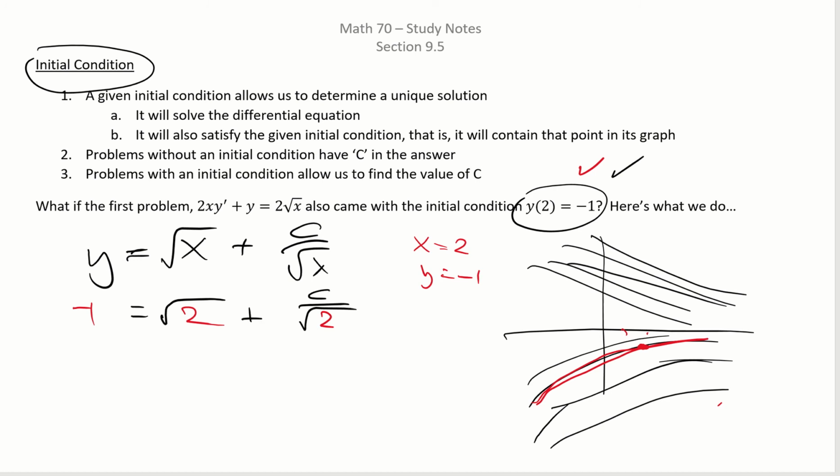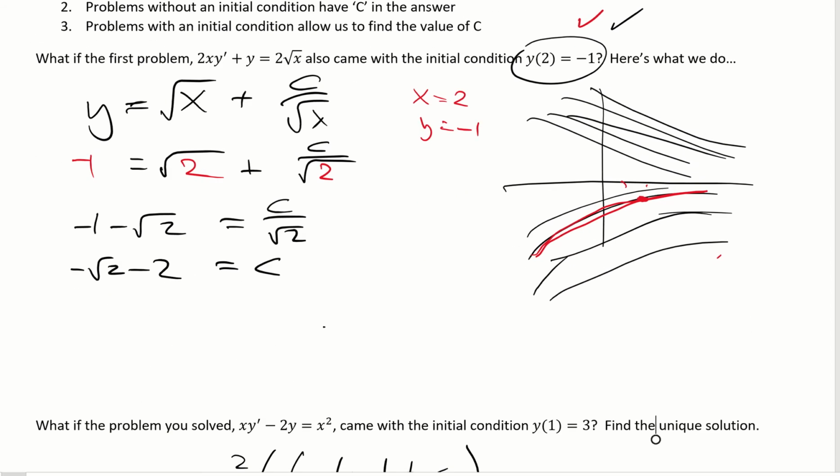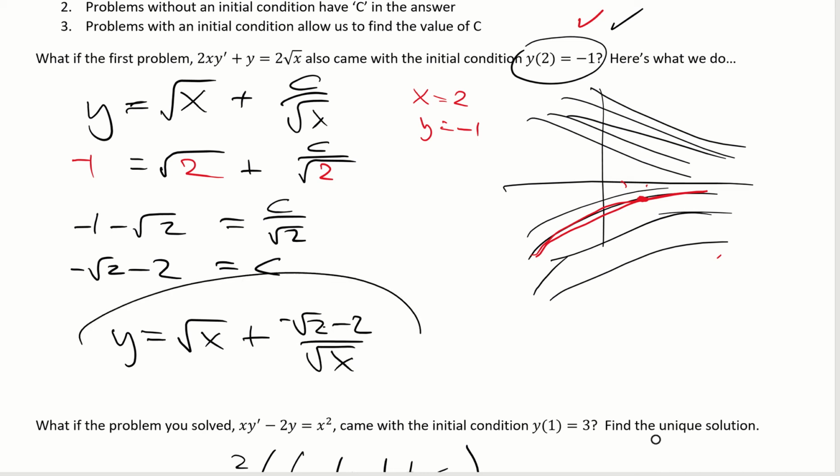All right. And it's pretty routine. It's -1 minus radical 2 is c over radical 2. Therefore, minus radical 2 minus 2 is c. And we found it. So we take our equation, y equals the square root of x plus c, and replace c with minus radical 2 minus 2 all over radical x, and call it a day. So that's the unique solution. That's this guy, the particular solution.